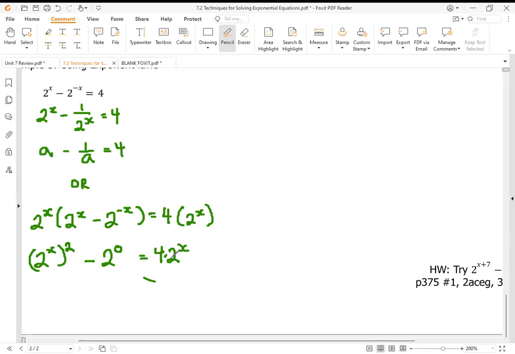Okay, so let me bring 4 times 2x to one side. I get myself a squared minus 4 times 2x minus 1, which is the same thing as what you would get here. It's all the same. But this is not factorable.